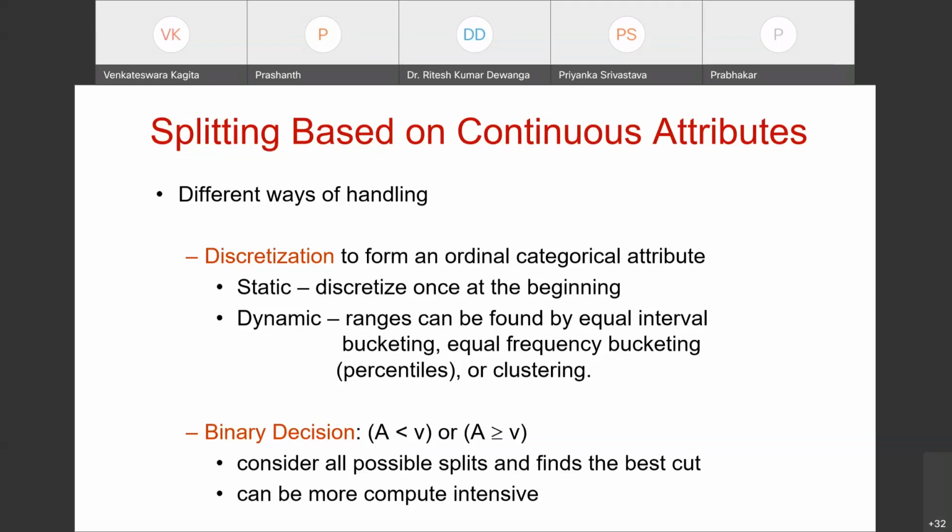The other one is binary decisions. Binary decisions check whether the attribute is greater than some threshold or less than some threshold. So consider all the possible splits and find the best cut. Try different values for the threshold and see which is the best cut. This is computationally more intensive because you have to try all possible splits and see the best split.